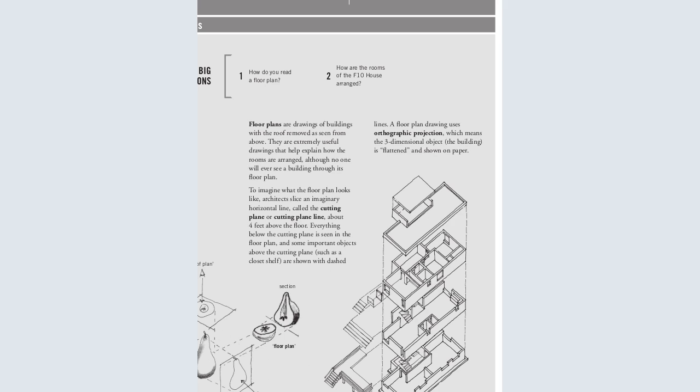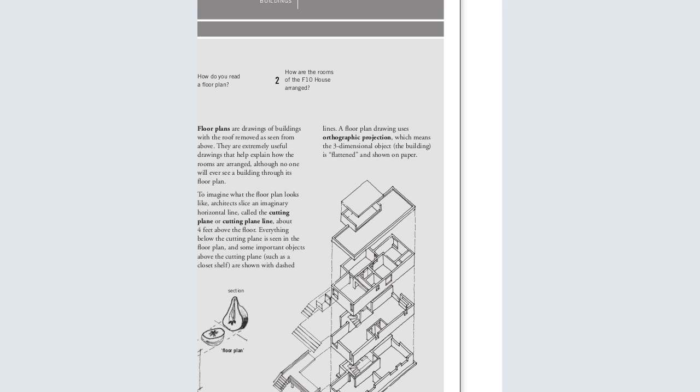They are extremely useful drawings that help explain how the rooms are arranged. Although no one will ever see a building through its floor plan, to imagine what the floor plan looks like, architects slice an imaginary horizontal line called the cutting plane, or the cutting plane line, about 4 feet above the floor. So everything below the cutting plane is seen in the floor plan, and some important objects above the cutting plane, such as the closet itself, are shown with dashed lines.